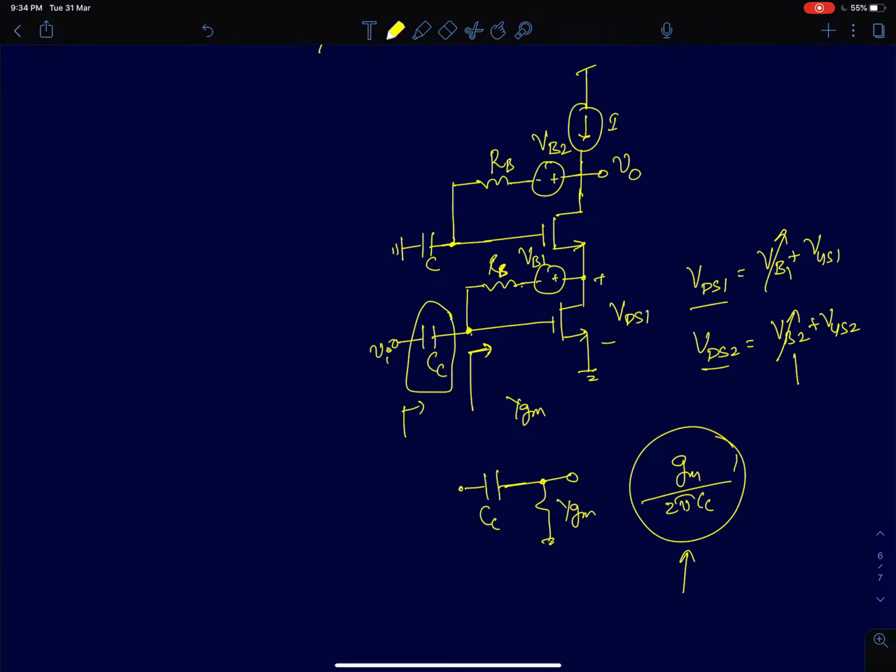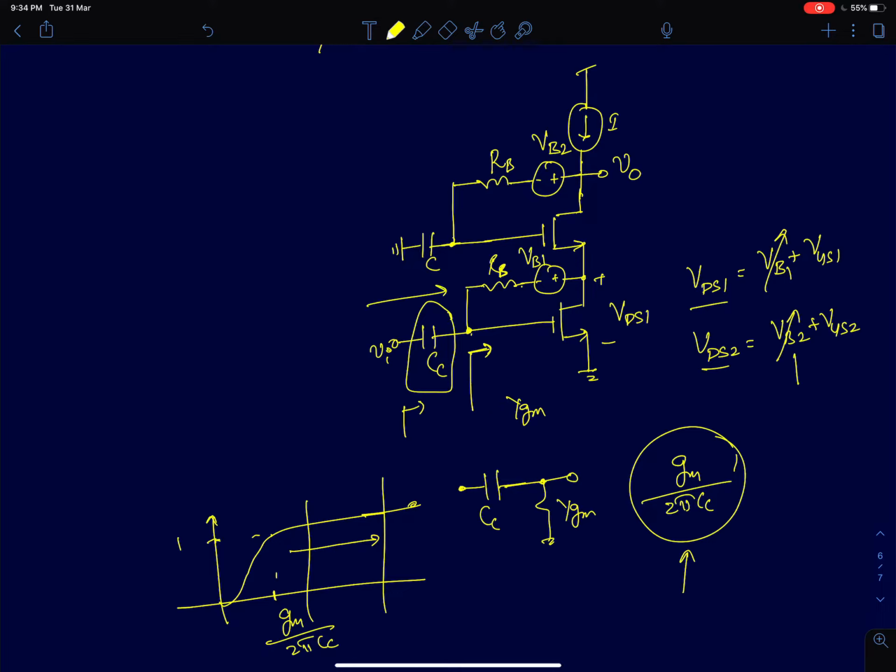Again, this pole should occur way before the simulation frequencies of interest. This is a high pass filter with a characteristic like this. The pole, as I am drawing the magnitude response, is going to occur at GM by 2 pi CC with a gain of 1 after the pole. So you should be simulating in this frequency range where this capacitor acts like a short circuit, so most of your input signal appears at the gate of this device. So that's it about single stage cascode amplifiers. In the next class I'll discuss a few problems on cascode amplifiers.